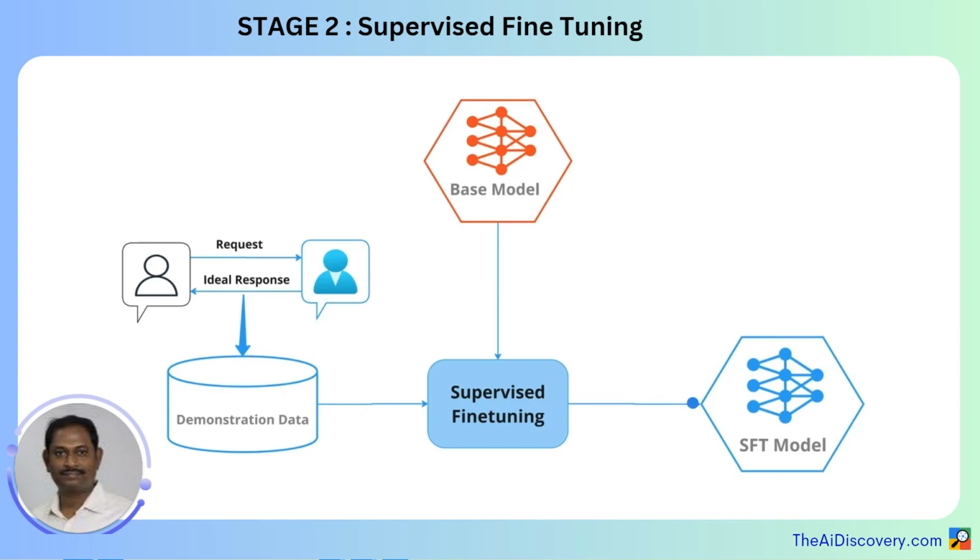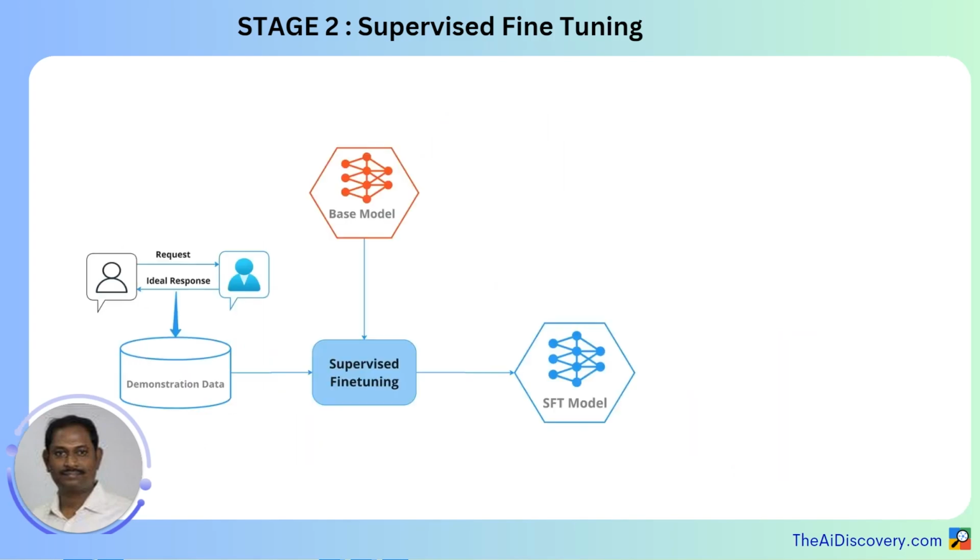So this SFT model can only answer if it gets prompts within that realm. If it gets any random prompt outside of this training set, then it will freak out. That's where we need to make it more proactive than reactive, and that's what we will do in the next stage. To summarize, in the supervised fine-tuning stage, quality is given priority over quantity.